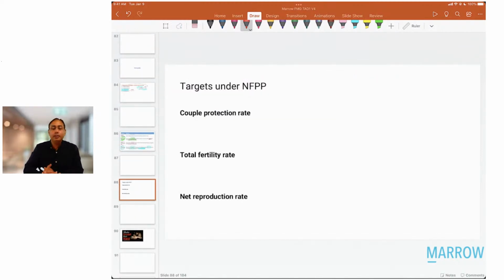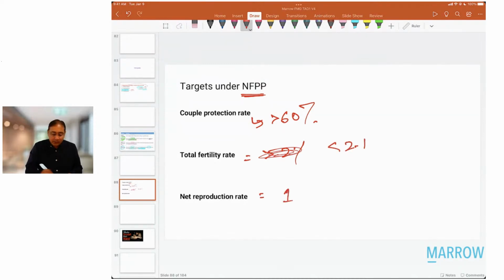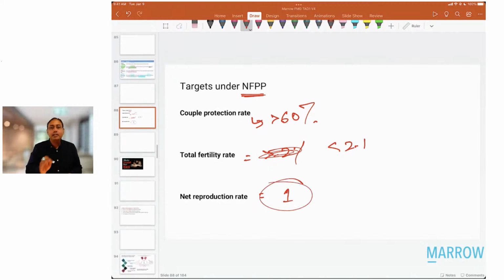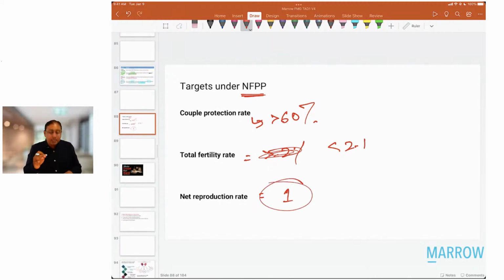So also ये भी कई दफा पूछा जाता है, what are the targets under the National Family Planning Program, NFPP, that is the National Family Planning Program. Very quickly, what is the couple protection rate? कितना होना चाहिए? It should be more than 60%. Total fertility rate should be less than 2.1. Net reproduction rate should be 1. That is what is the replacement level.